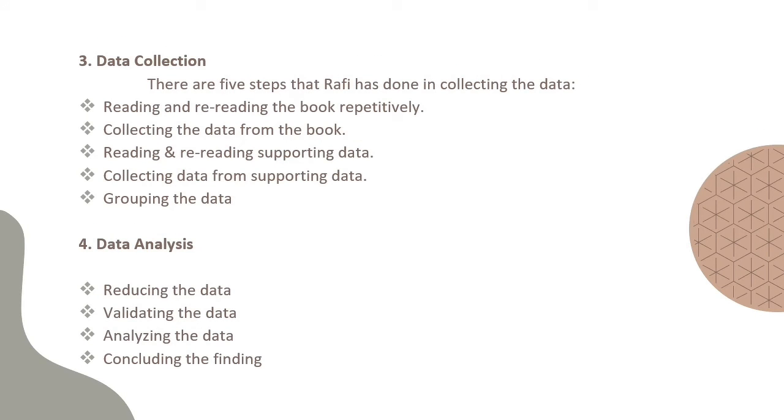The next is data collection. There are 5 steps that Raffi has done in collecting the data. First, reading and rereading the book repeatedly. Second, collecting the data from the book. Third, reading and rereading supporting data. Fourth, collecting data from supporting data. And the last is grouping the data.